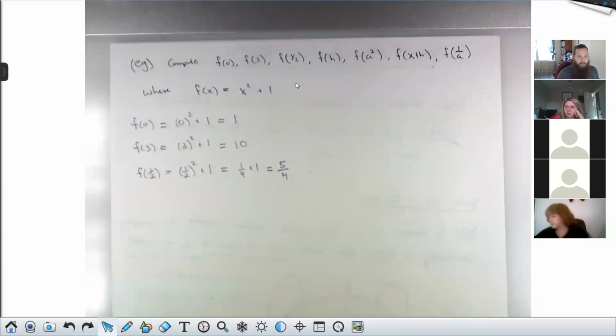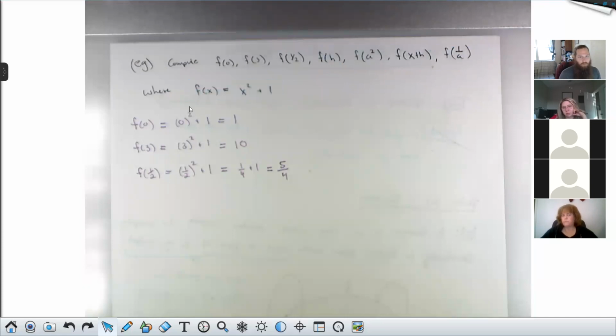So plugging a number into a function, nothing too crazy, right? You just plug that number in there, and then make sure you follow your order of operations as you simplify. These latter things here, we're plugging other symbols in. But the good news is you have this algebraic rule that tells you exactly what f does to any input.